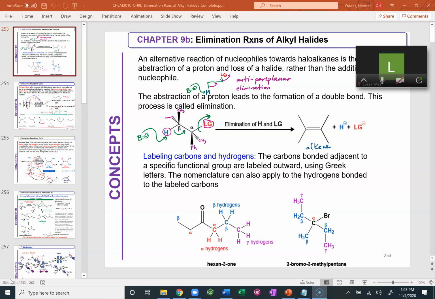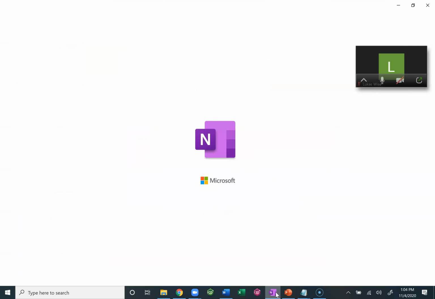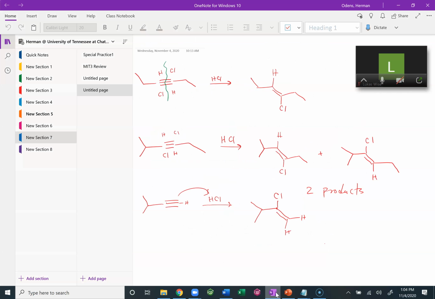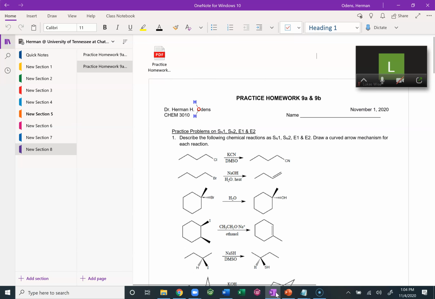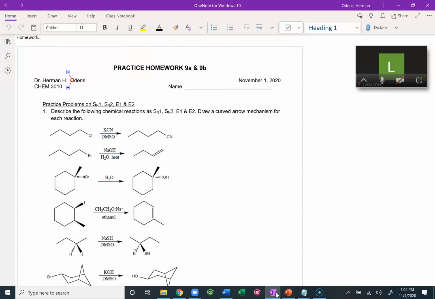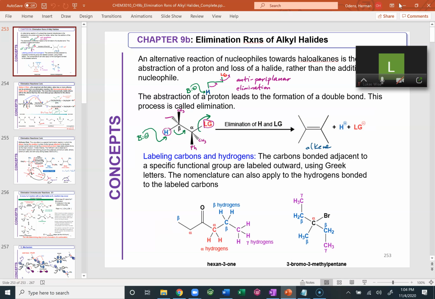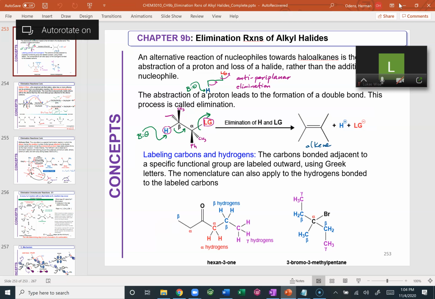All right. So let me tell you some very important concepts here on elimination. Once we finish this, then we can go to the practice homework, which I have ready here for you guys. Where is it? Right here. All right. Just bear with me one more time. And so here is the elimination. So in the elimination reaction.